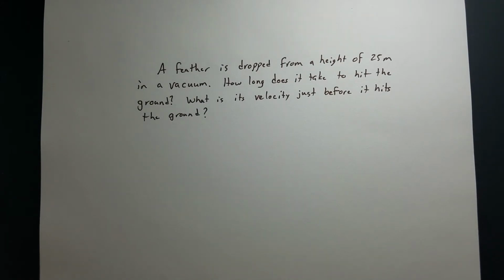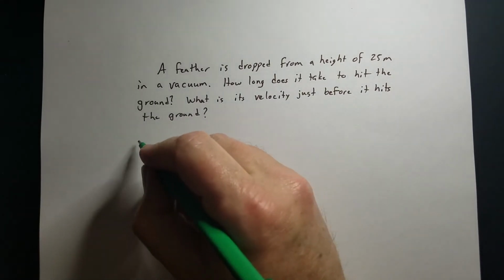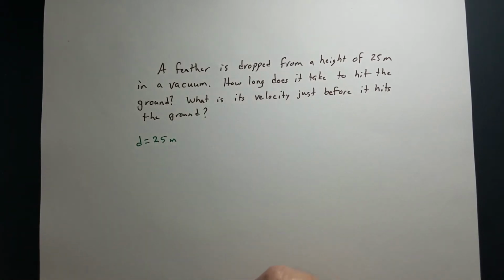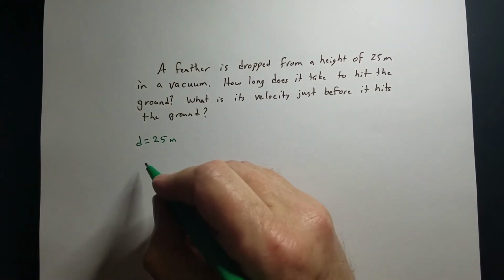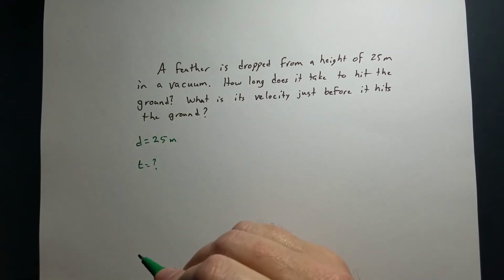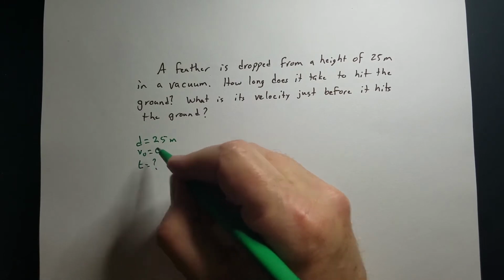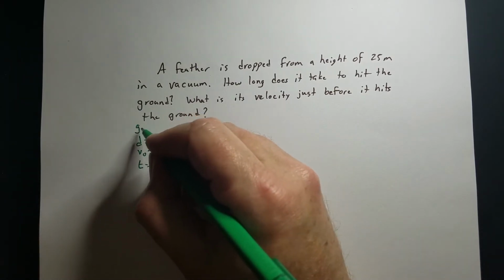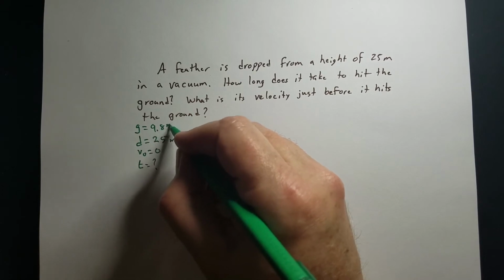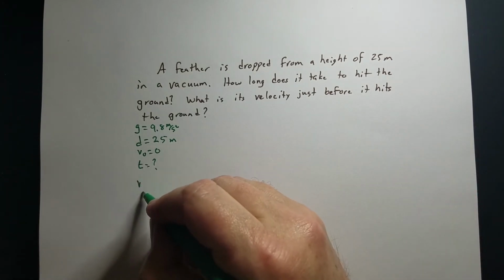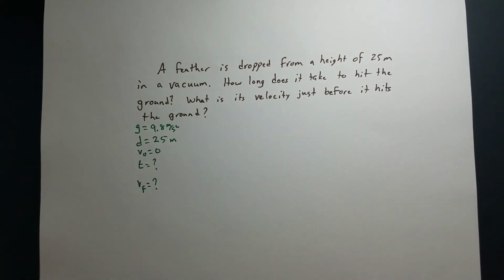Let's take a look at this one. We've got a feather dropped from a height of 25 meters in a vacuum. Now, when it says it's in a vacuum, we don't mean a vacuum cleaner. We actually mean that there's simply no air resistance. We want to know how long does it take for it to hit the ground. Well, again, it's dropped, so the original velocity is 0, but it's also falling, so gravity is 9.8 meters per second squared, and that's the acceleration. And then we also want to find the final velocity the instant before it hits the ground.